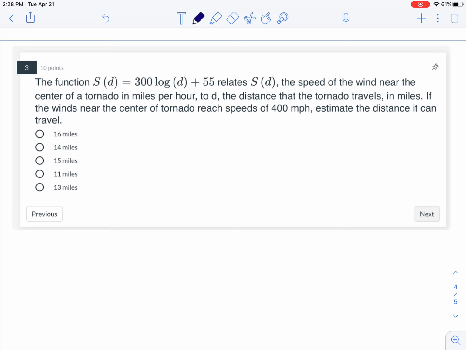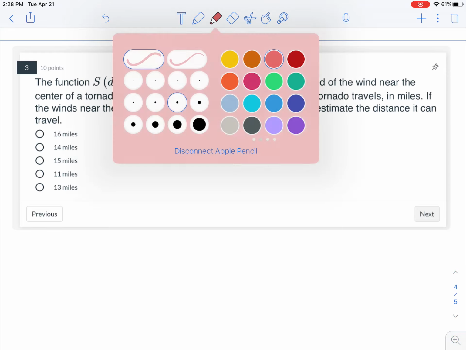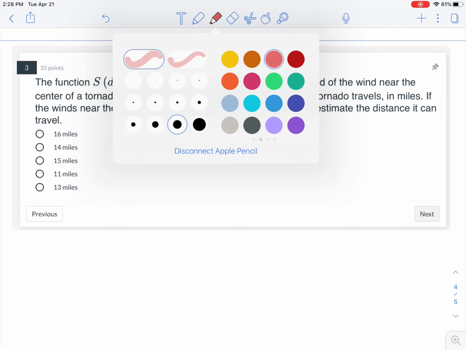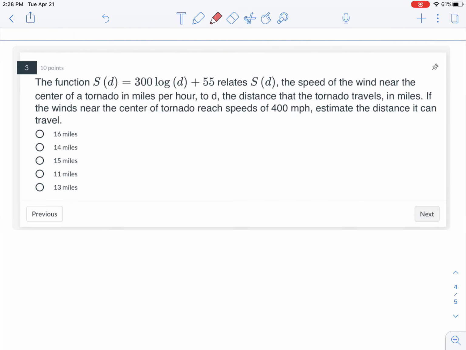The function s of d equals 300 times log d plus 55 relates s of d, the speed of the wind near the center of a tornado in miles per hour, to d, the distance that the tornado travels in miles. If the wind near the center of the tornado reached speeds of 400 miles per hour, so we're given a number here, guys.